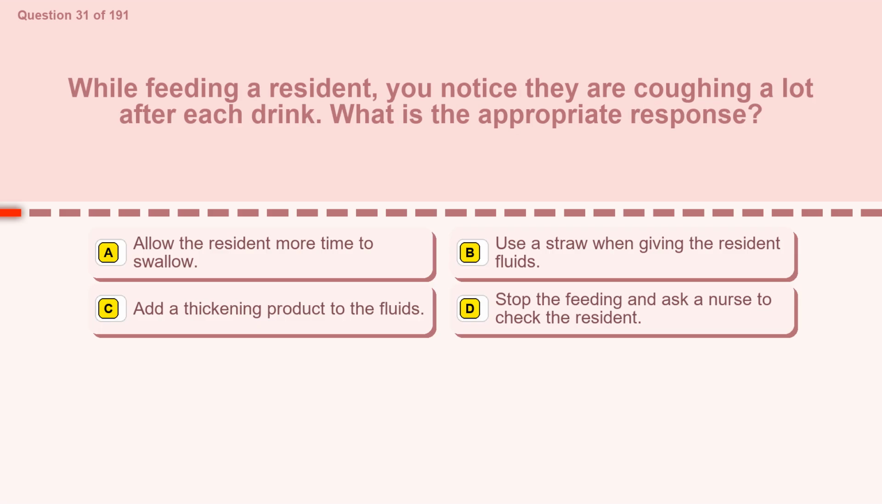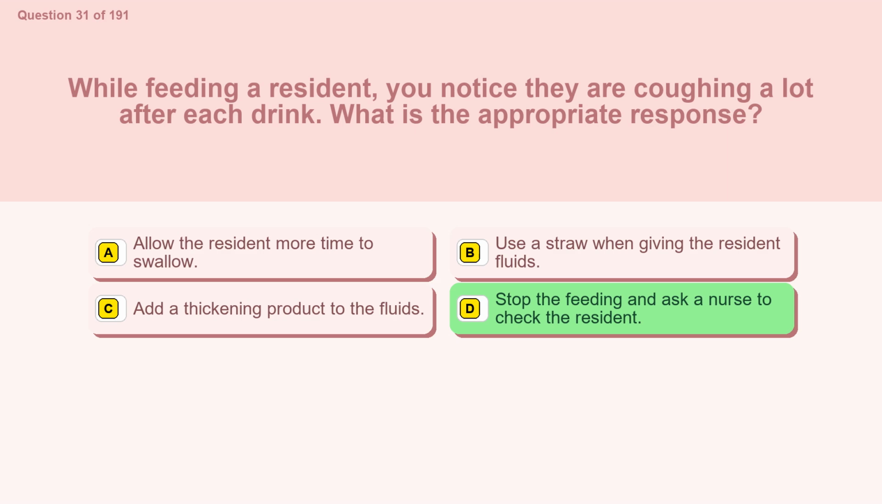Question 31. While feeding a resident, you notice they are coughing a lot after each drink. What is the appropriate response? Option A. Allow the resident more time to swallow. Option B. Use a straw when giving the resident fluids. Option C. Add a thickening product to the fluids. Option D. Stop the feeding and ask a nurse to check the resident.